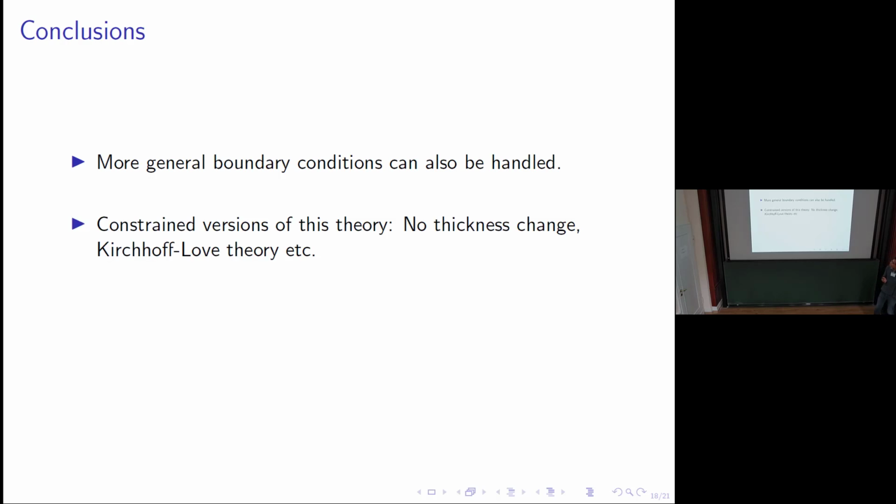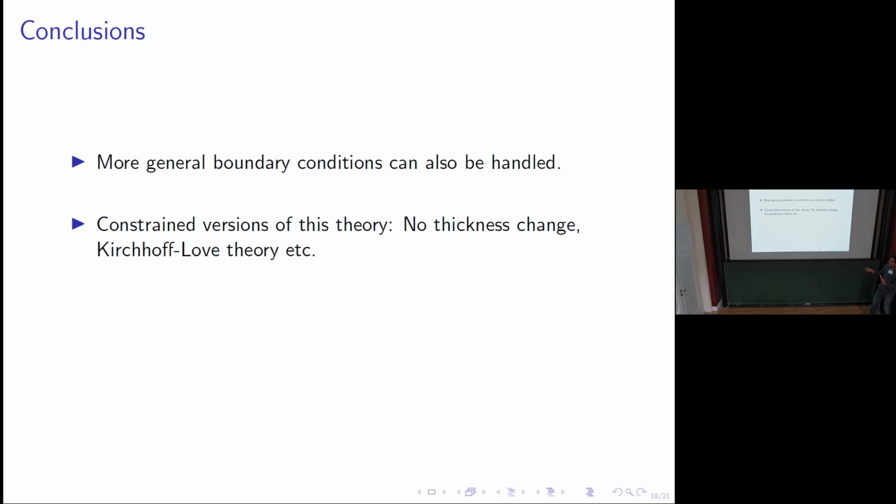So here are some concluding remarks. Of course, in the paper we handle more general boundary conditions, usually on part of the boundary, etc. It wasn't particularly important to mention that here. So that can be done. And then constrained versions of this theory are apparently very important to engineers, and they use many different kinds of constrained versions of this theory. So one example is when you don't have thickness changes, one example is when you don't have shears, and then there's also the Kirchhoff-Love theory, which is like both of those combined. We can include these constraints very easily into our minimization scheme and get the existence of minimizers.